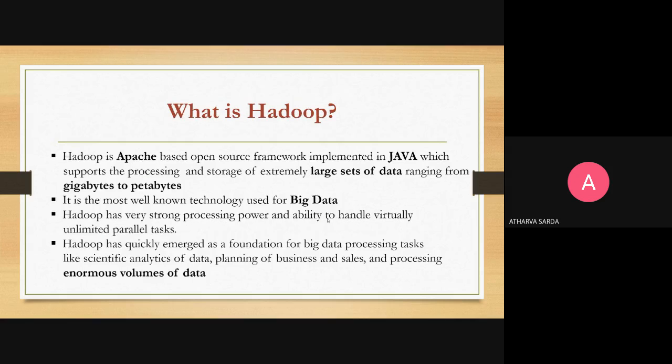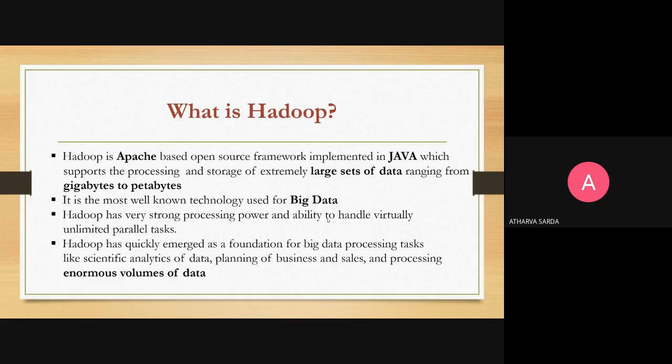So let's begin with a basic introduction. What is Hadoop? Hadoop is an Apache-based open source framework implemented in Java, which supports the processing and storage of extremely large sets of data ranging from gigabytes to petabytes. It is the most well-known technology used for big data. Hadoop has very strong processing power and the ability to handle virtually unlimited parallel tasks. Hadoop has quickly emerged as a foundation for big data processing tasks like scientific analytics of data, planning of business and sales, and processing enormous volumes of data.